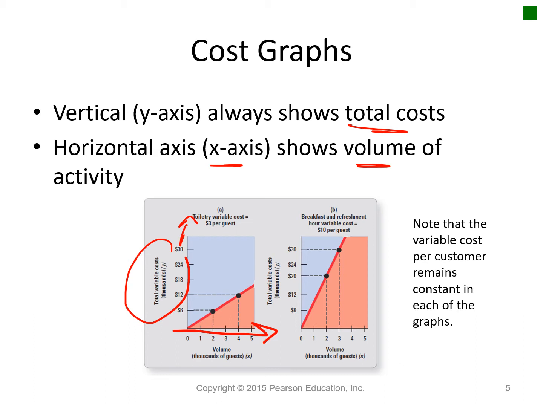As you're looking at these two examples, notice you've got volume here on your x, horizontal, number of guests, and you've got the total cost. This was toiletry variable cost, and in this case, this red line is going to represent the slope. And this one is breakfast and refreshment hour variable cost, which is $10 per guest. Again, you've got volume on the x and total cost on the y. And note off to the side, very important, the variable cost per customer, that is also per unit, remains constant in each of the graphs.